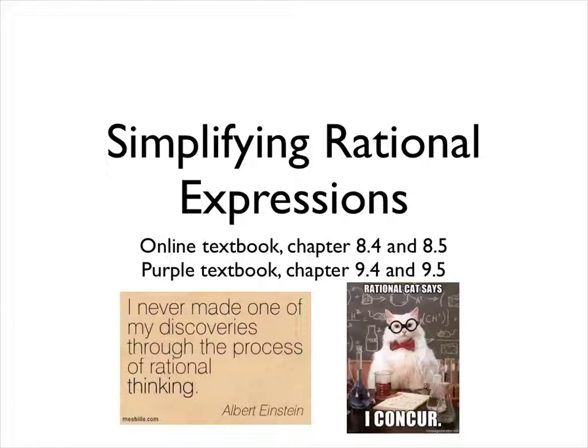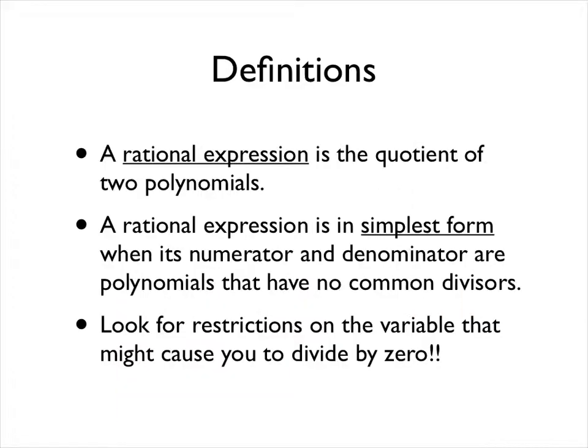Okay, so simplifying rational expressions. A rational expression is the quotient of two polynomials. So it'll be an algebraic expression on the top and an algebraic expression on the bottom. It's in simplest form when its numerator and denominator are polynomials that have no common divisor. So you can't simplify it any further, just like a regular fraction. You're going to look for restrictions on the variable that might cause you to divide by 0.